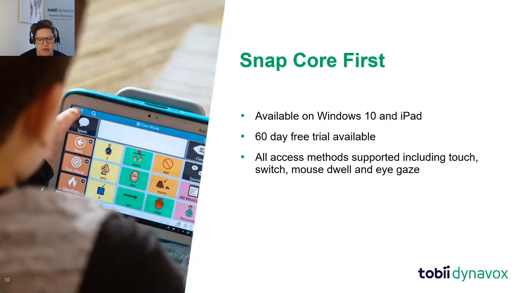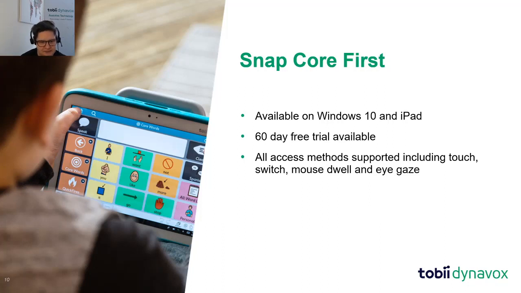So just a little bit of a reminder of how we can access Snap Core First. It's available on any Windows 10 devices, so whether that's a tablet, a laptop, or a communication device that runs Windows 10, including our Tobii Dynavox devices. And it also runs on an iPad, so on iOS. We give everybody access to a 60-day free trial. Those of you that are professionals, so maybe you're a speech and language therapist or a teacher, you can actually have access to a longer free trial. It's a perpetual free trial through our Tobii Dynavox for Professionals scheme, and we will provide a link for that for you to access.